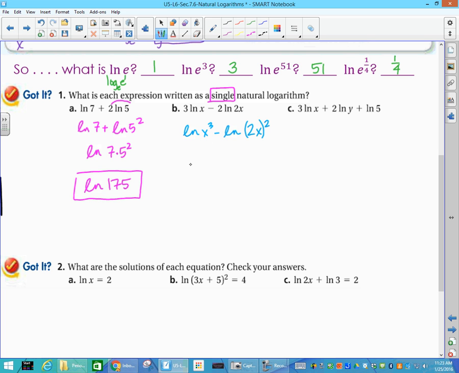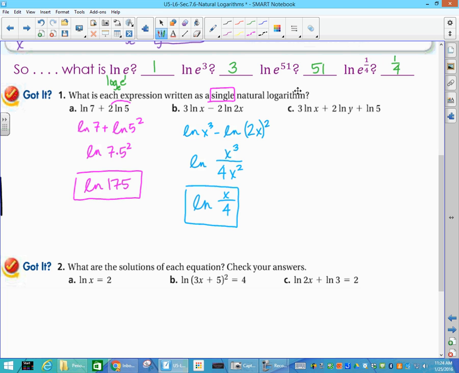So we now have subtraction, which comes together as division. So on top I have x cubed, and on bottom I'm going to have 2 squared and then x squared. And then we simplify that. I have x cubed on top and x squared on bottom, so I have more on top than the bottom. I have one more, and that 4 stays there. So this is how that simplifies.